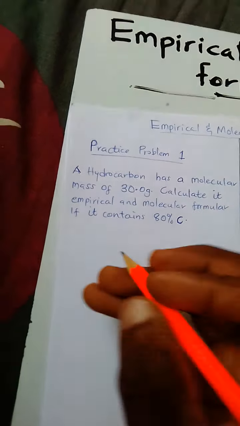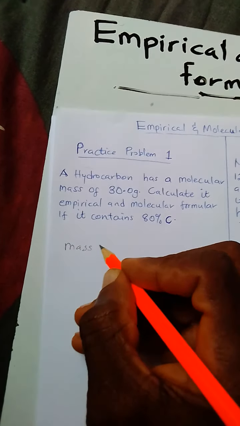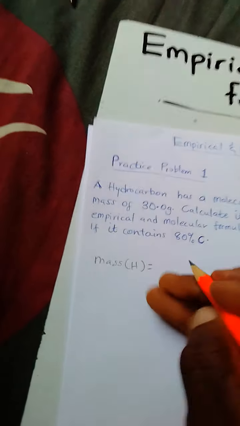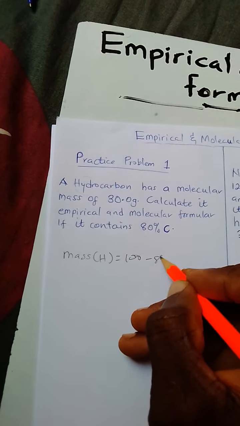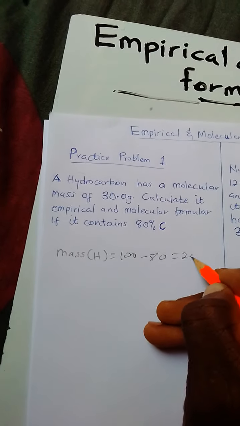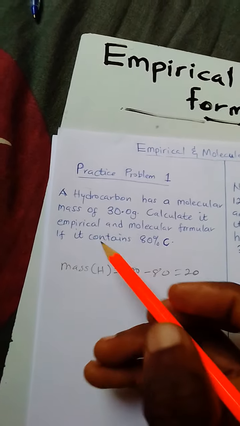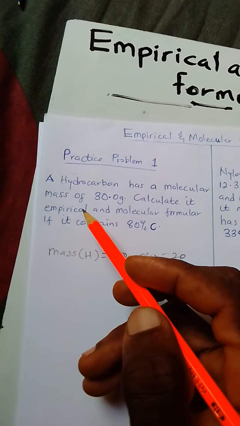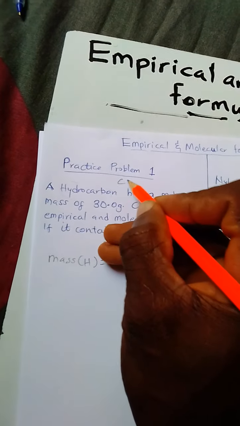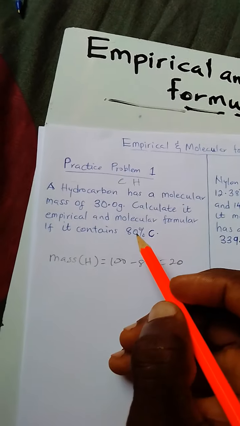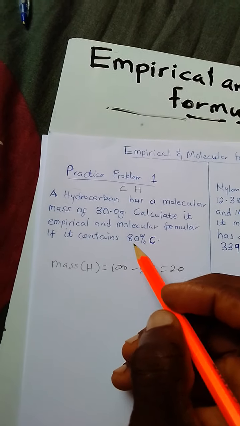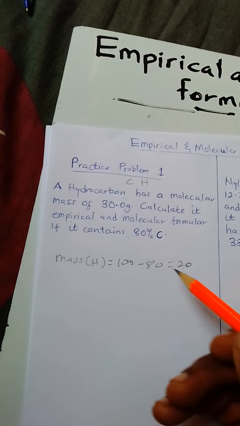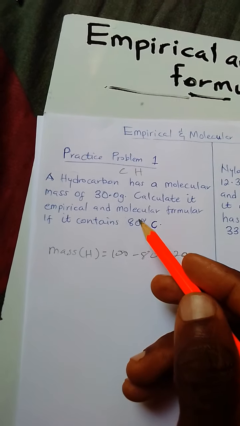So then this means that the mass of the hydrogen is also equal to 100 minus 80, which is 20. So the hydrocarbon contains 20% of hydrogen. This compound contains only carbon and hydrogen. And from this question, it says that 80 of them is carbon. It means the remaining is hydrogen. And to find the mass of the hydrogen, you have to subtract the 80 from 100 because it's percentage.